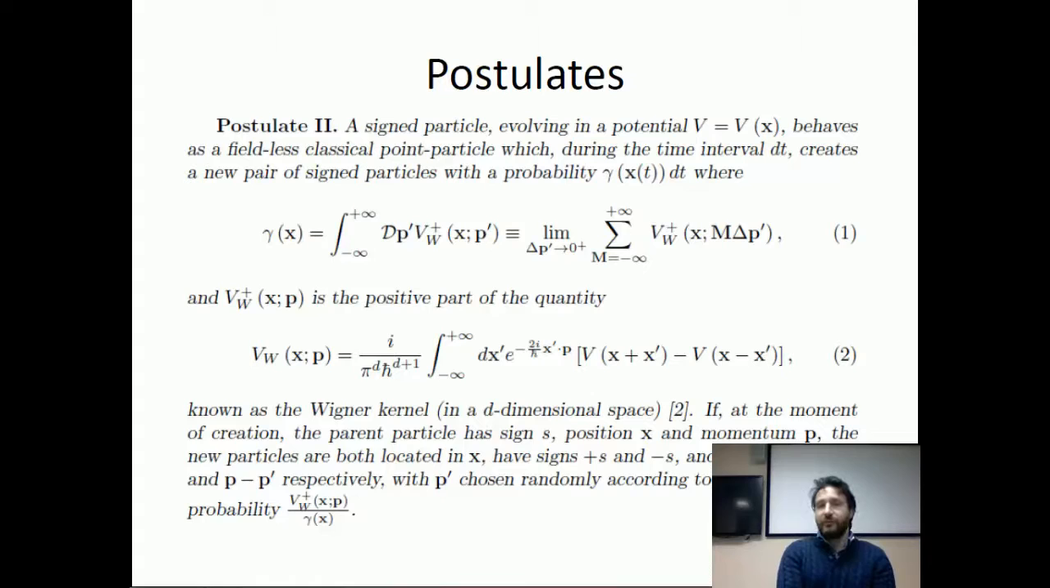So supposing that you have a potential V that is defined over your configuration space, okay? In this case, the configuration space coincides with the real space. Your sign particles will behave according to a new function that I personally call gamma. And this gamma function will tell you the probability for a sign particle to create a new pair of sign particles. And the way this gamma function is calculated is on the screen.